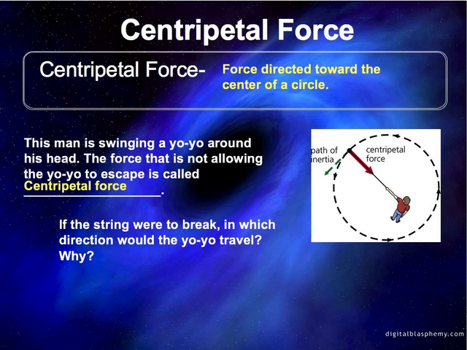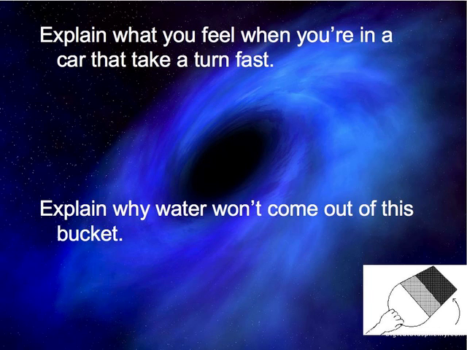What happens when the string breaks? It goes flying in what kind of line? A straight line. If you ever whip something around like this and let it go, it just continues straight once you release that centripetal force. There's another type of force called centrifugal force.